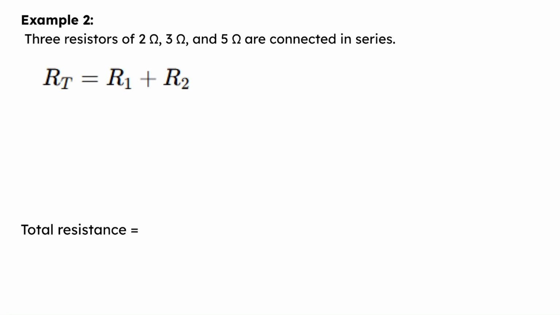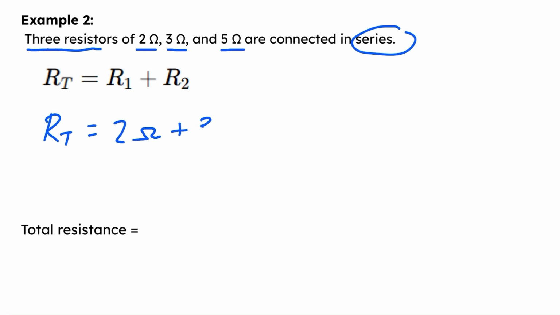Let's look at our second example. Here we have 3 resistors connected in series of 2 ohms, 3 ohms, and 5 ohms. So our RT will be equal to 2 ohms plus 3 ohms plus 5 ohms. Therefore, our total resistance is 10 ohms.